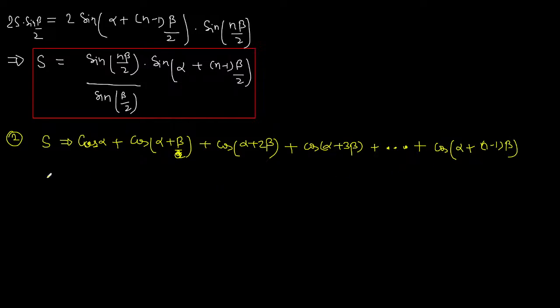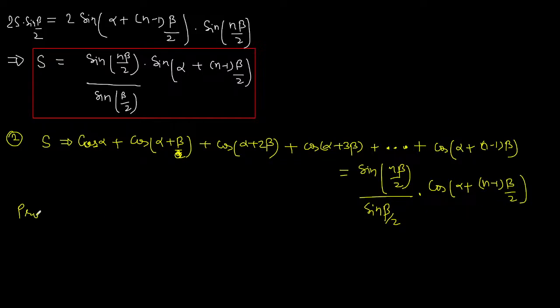So we will say that it is equal to sine n beta by 2 upon sine beta by 2, into cos of alpha plus n minus 1 beta by 2.